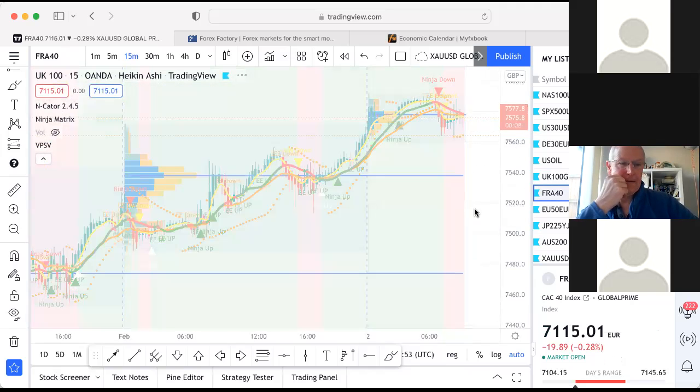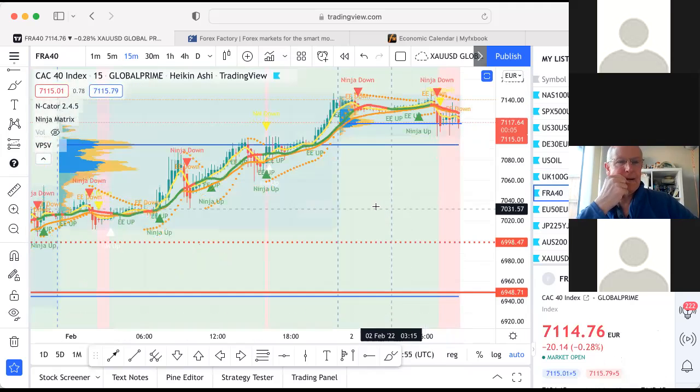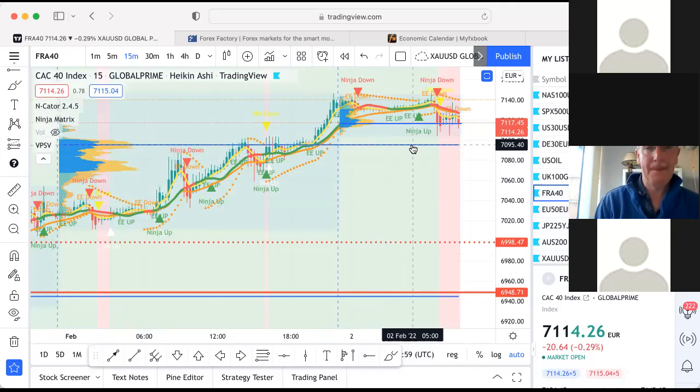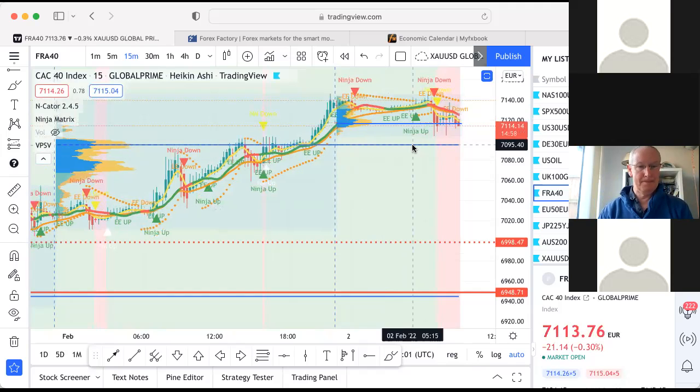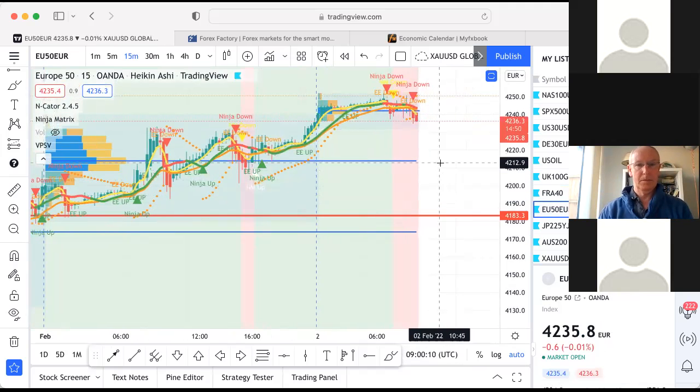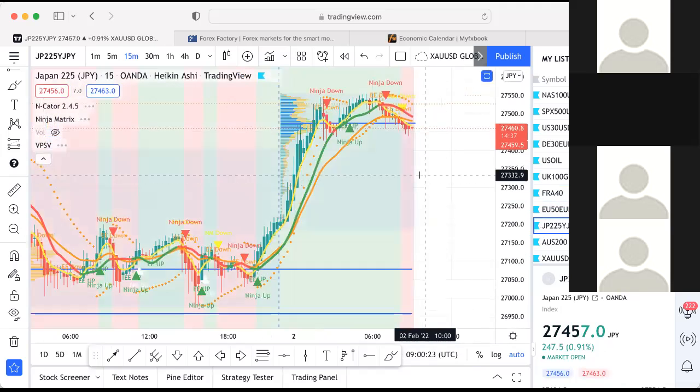The France 40, there's yesterday's point of control. It's not doing anything at the minute. So I think this is just down to the time of day. The markets haven't really woken up yet. Isn't it amazing how similar these indices are? We've seen 5 or 6 of them are all almost identical. The Japanese, same there.